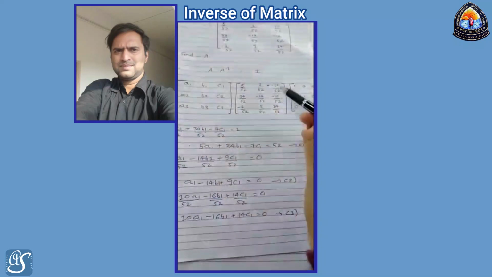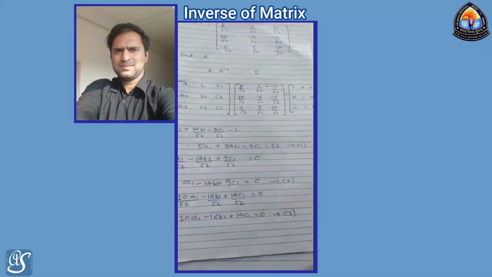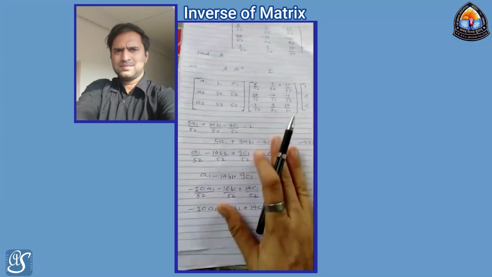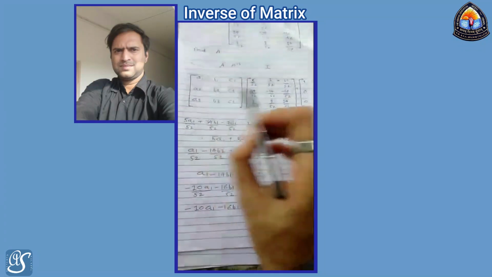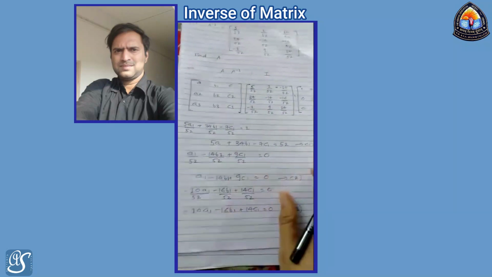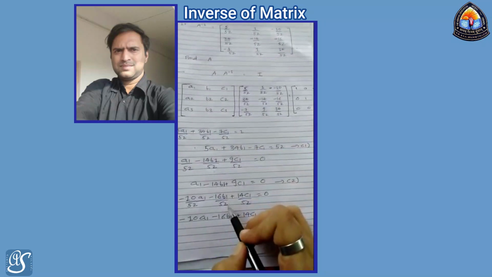Now first row, third column. Multiplication of first row, third column, and its answer is compared with 0, means is equal to 0. So here, first row, third column: A1 into minus 10 upon 52, so minus 10 A1 upon 52. B1 into minus 16 upon 52, so minus 16 B1 upon 52.